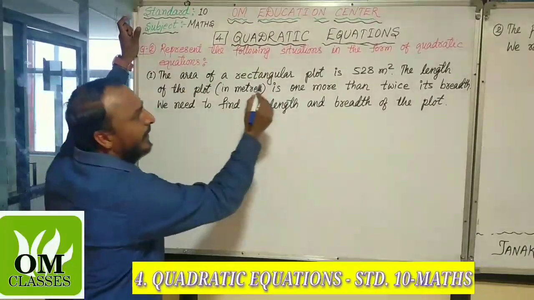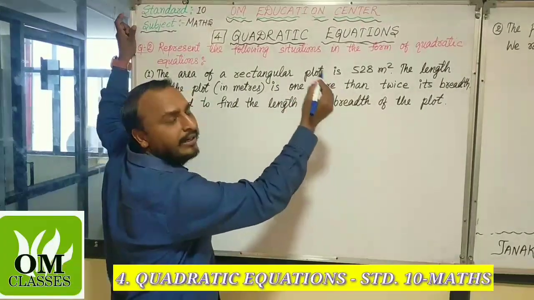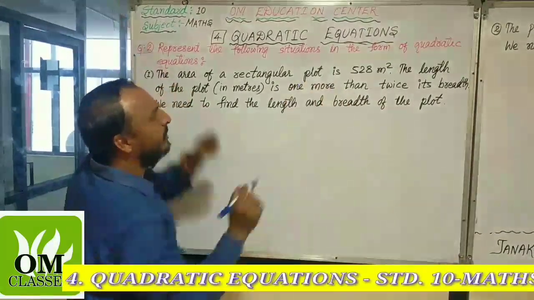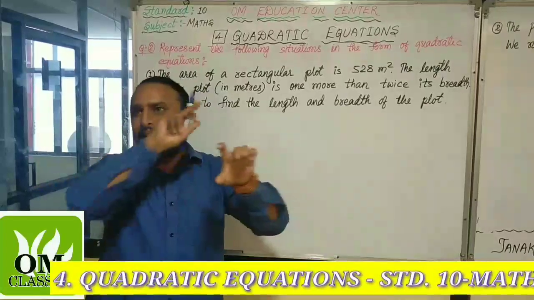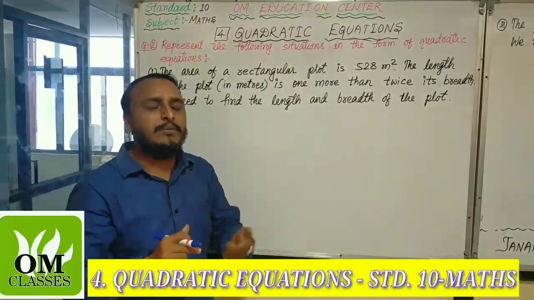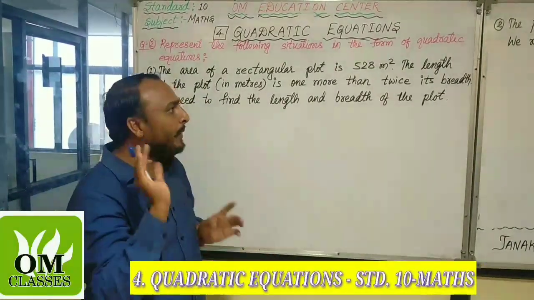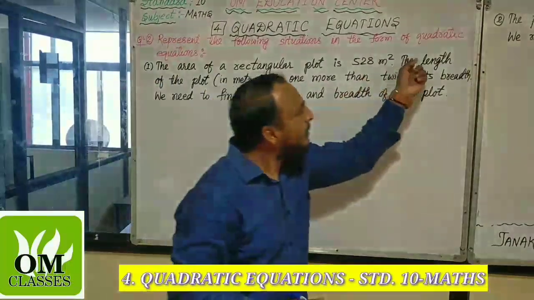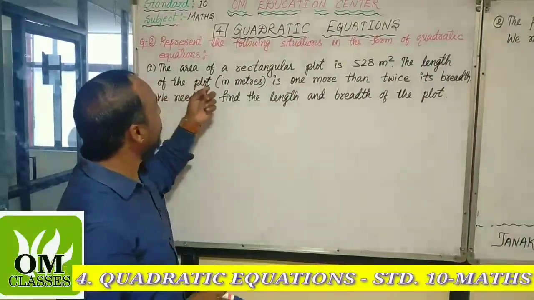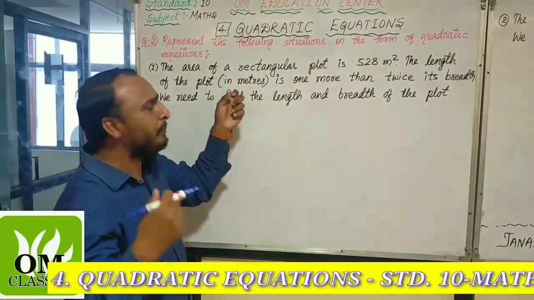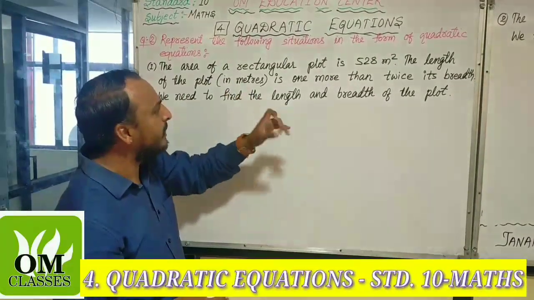The area of a rectangular plot is 528 meter square. कौन सा प्लॉट है? रेक्टेंगुलर, लेंथ ब्रेथ. एरिया मींस व्हाट इज द फार्मूला? L into B. Now see the length of the plot. It is given in meters. Length कितनी दी हुई है, breadth कितनी दी हुई है?